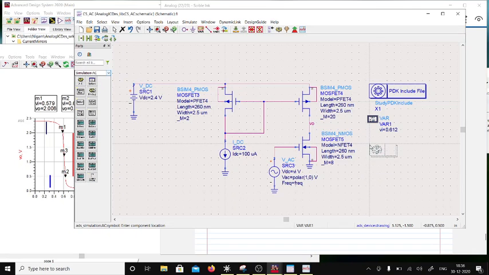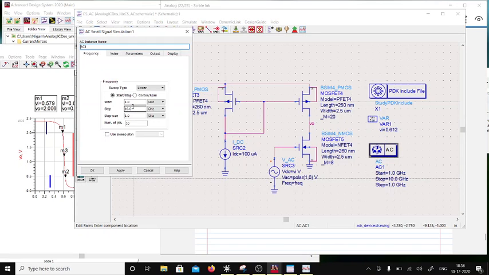Okay. So when I do simulation AC over here, I can go from 0, or not 0, 1 hertz. Let's say 1 hertz to 10 gigahertz, and I will do a log, and I want 80 points per decade.